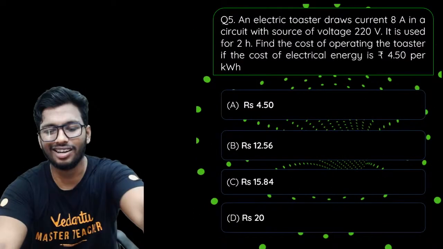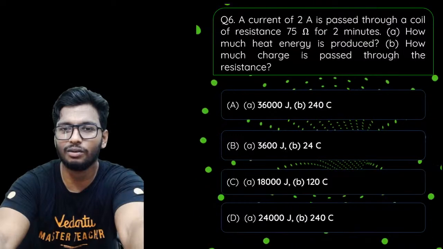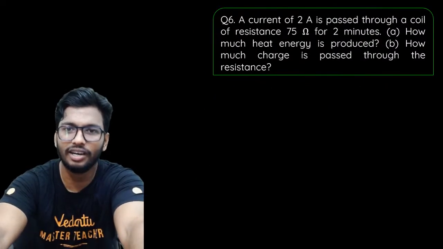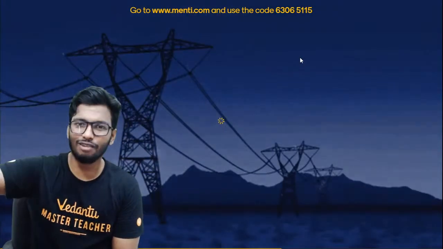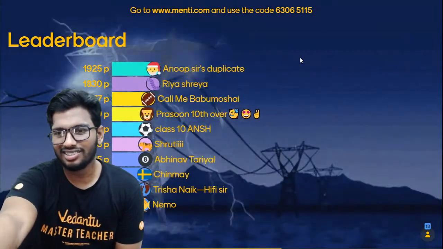All right. Thank you. So guys, let's do the last two quiz questions. I think there are two more questions. Let's quickly do it. Quickly join the Mentimeter. Last two questions. Let's finish it off. I think you'll get around 1 minute for these questions.